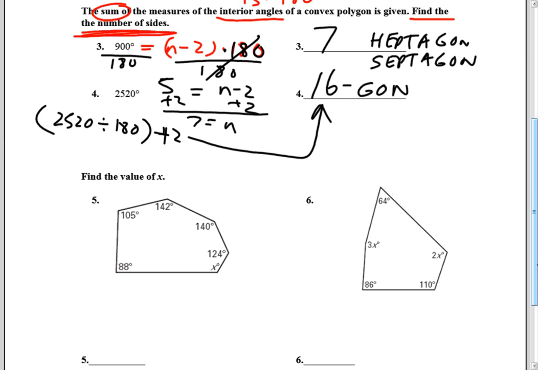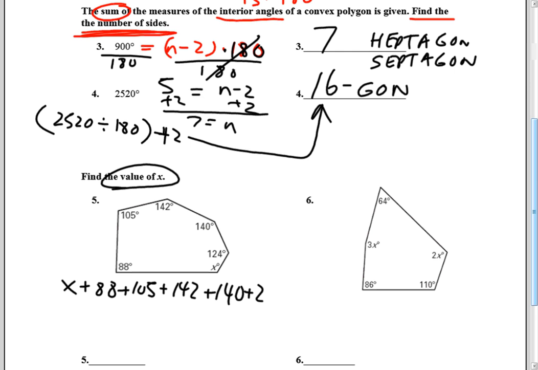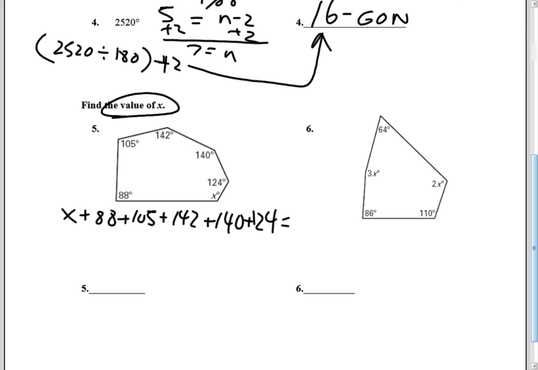Where are these angles, interior or exterior? Interior. If I'm looking for a variable, which I am, I need to set up an equation. I've got x. I've got 88, 105, 142, 140, 124. What I don't have is the total. How do I find the total on the inside? n minus 2 times 180. We're still interior, and that's the only thing we know about the interior, is the total.